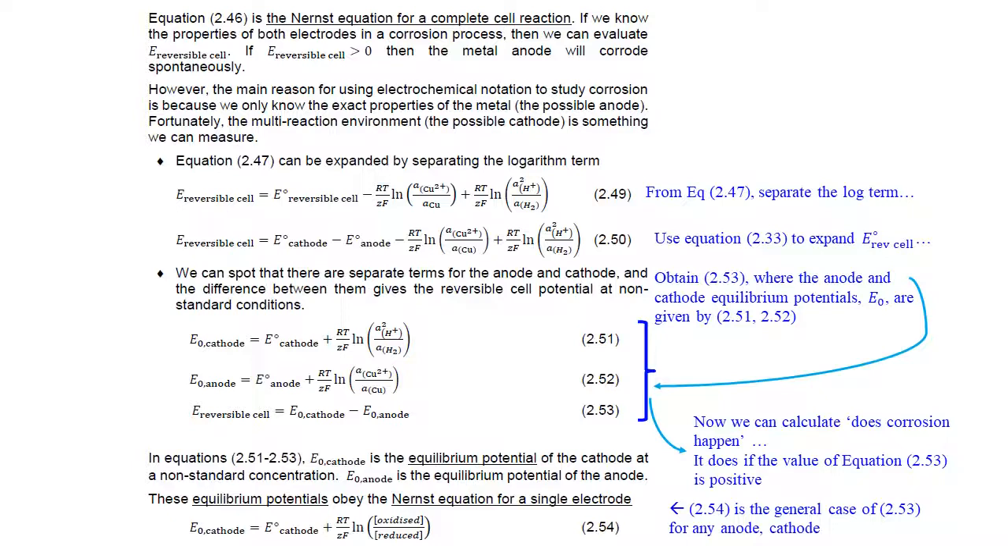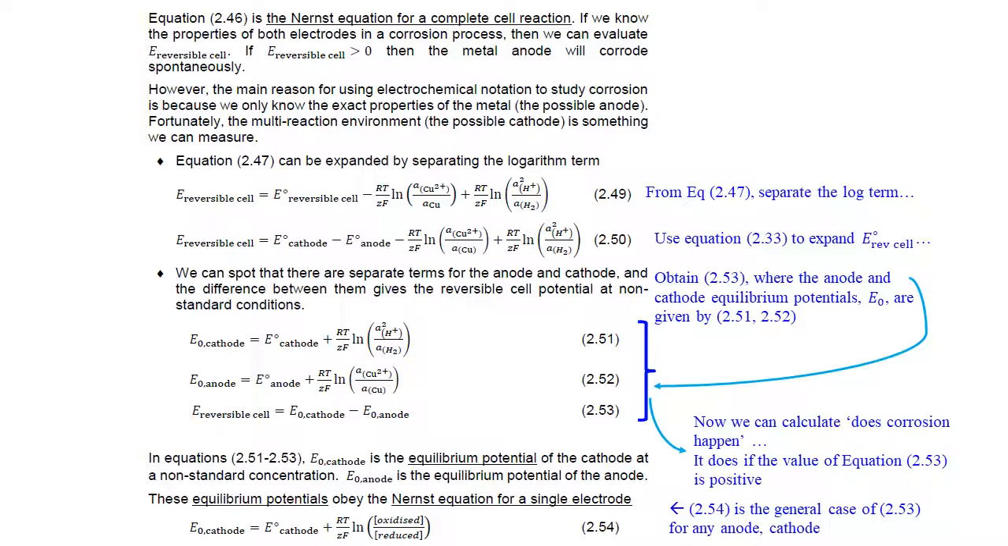Instead of that, we need to do some more work to separate out the anode and cathode terms so that we can replace the cathode term with a measurement. Algebraically, that's easy enough to do. We just take the general equation 2.47 and break it apart into equation 2.49. We do that by separating the anode and cathode elements in the log term of 2.47.